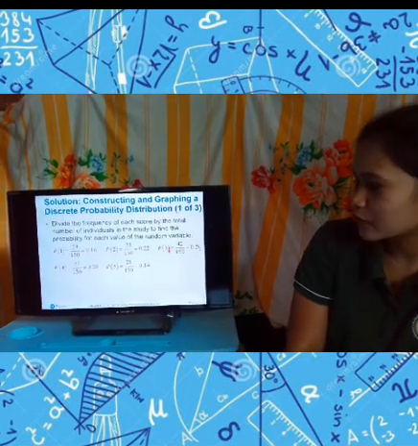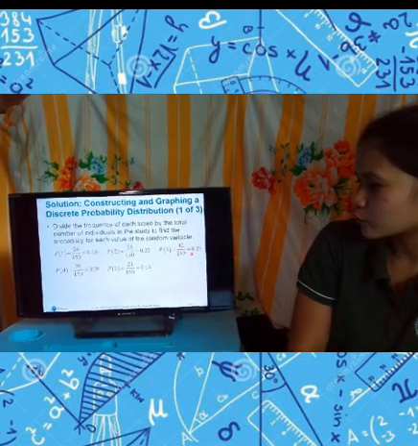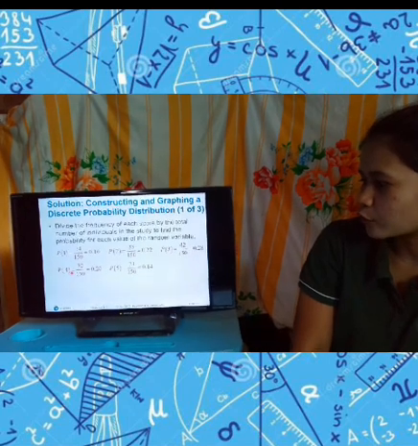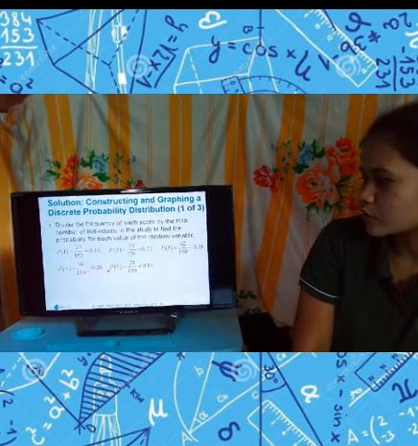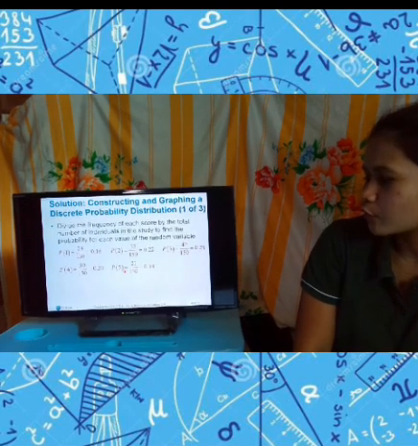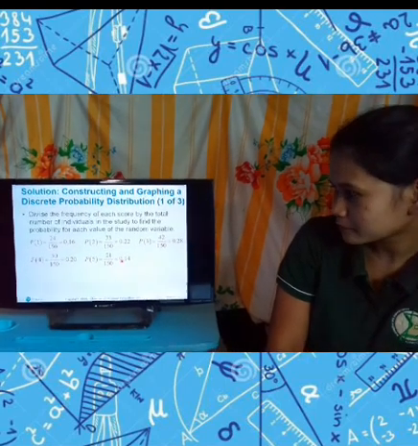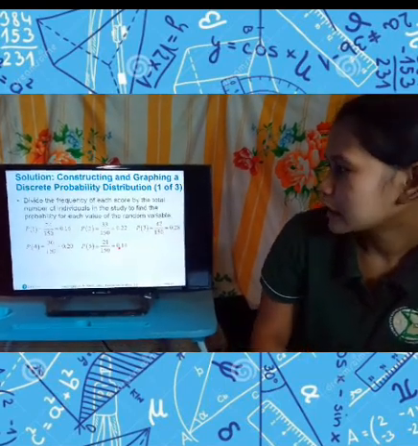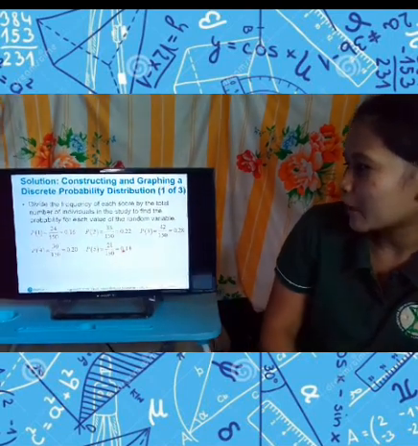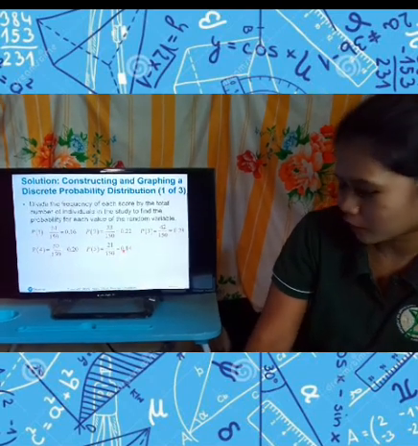P of 3 is equal to 42 over 150, which is equal to 0.28. P of 4 is equal to 30 over 150, which is equal to 0.20. P of 5 is equal to 21 over 150, which is equal to 0.14. So, this is the probability for each value of the random variable.